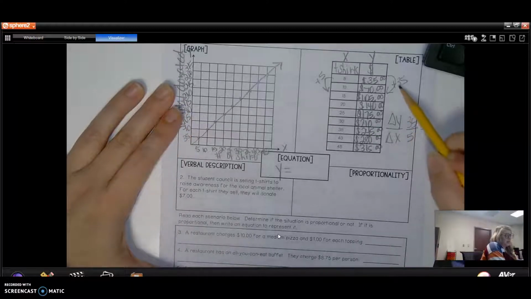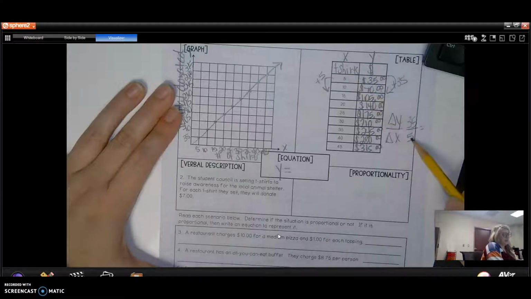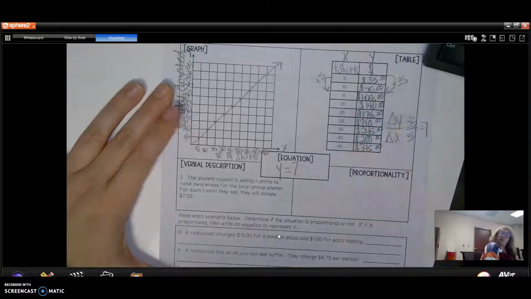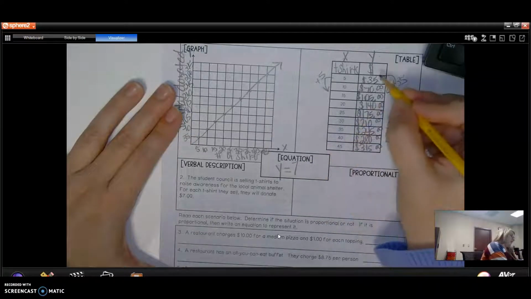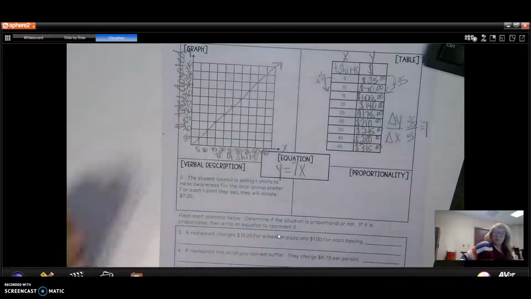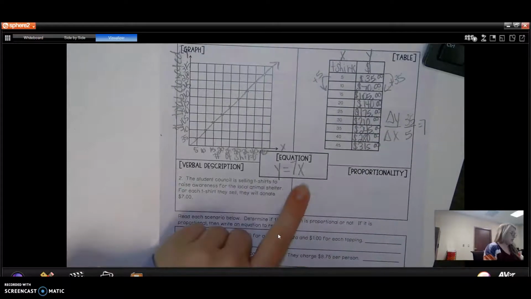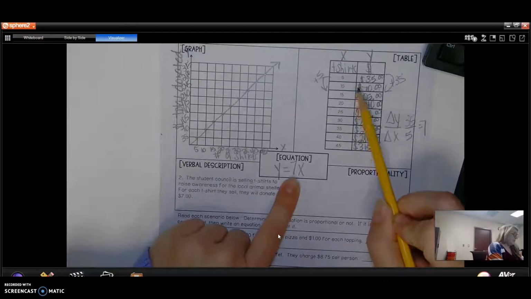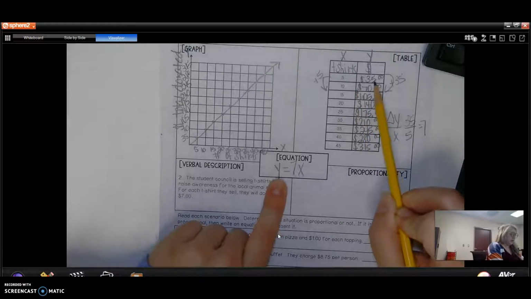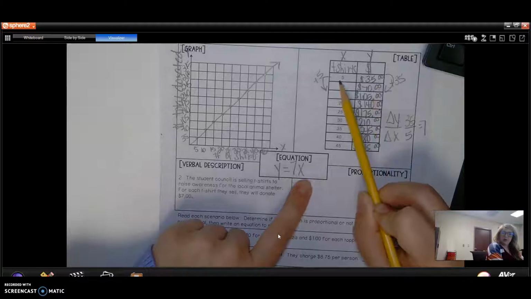I'm getting these numbers from here. So this is my change in y, which was 35, and my change in x, which was 5. 35 divided by 5 is 7, so my coefficient is going to be 7. And my x will stay a variable. So if we plug this in, y equals, so 35 would equal 7 times our x, which was 5.